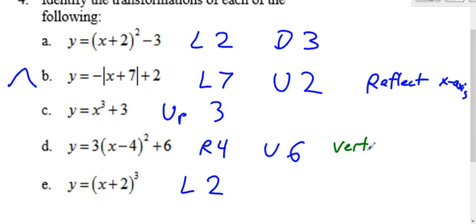So I said it, I didn't write it. It's a vertical stretch. Stretch. Oh, that's good.